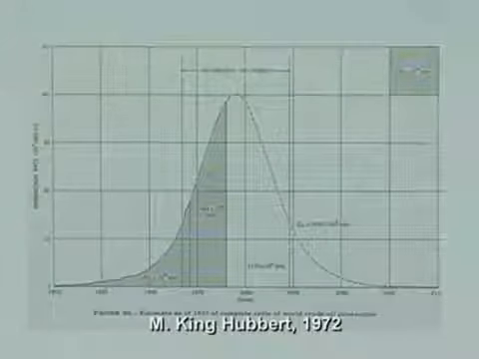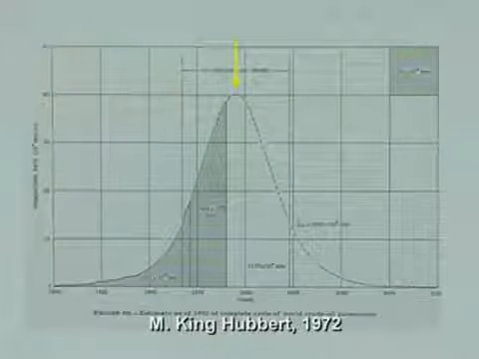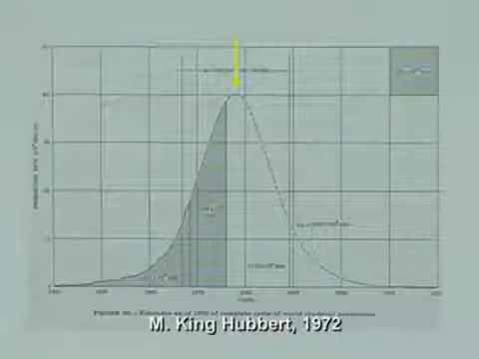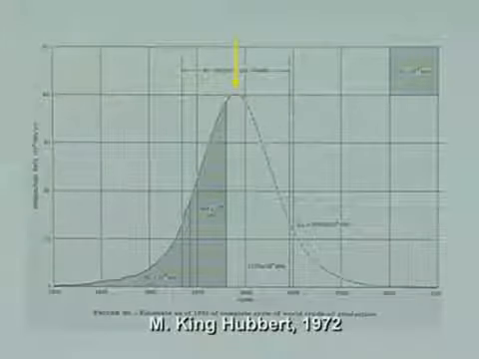Well, we have to ask about world petroleum. And in 1972, Dr. Hubbert produced this curve, and he suggested that he thought the peak of world production would occur around 1995. So we have to go to the data and see what has happened.